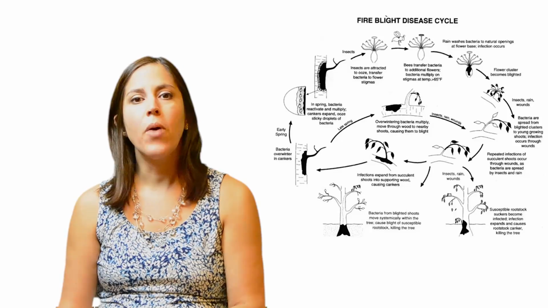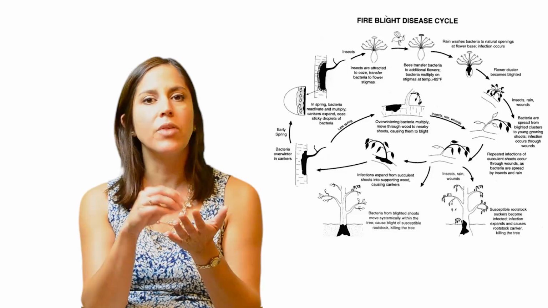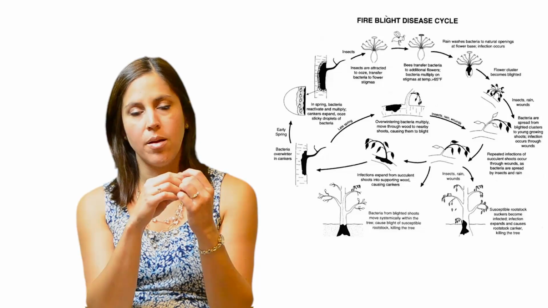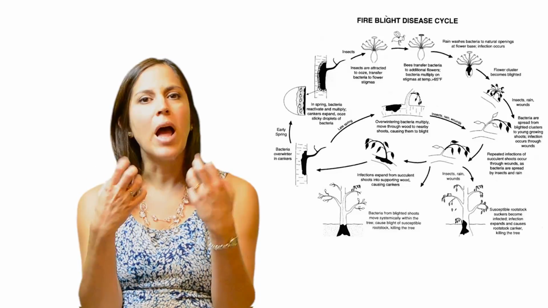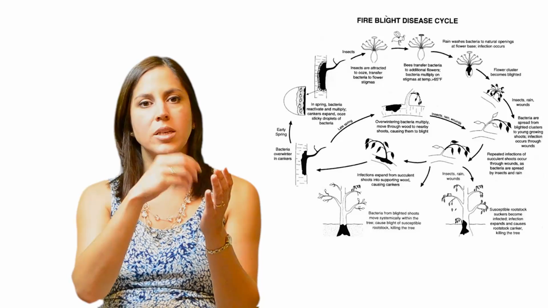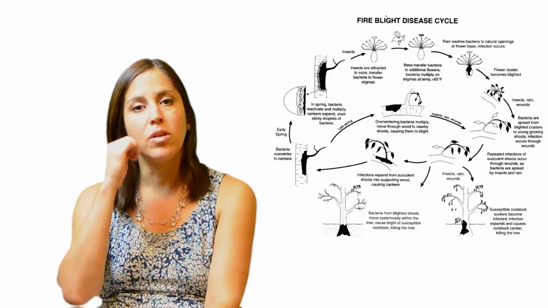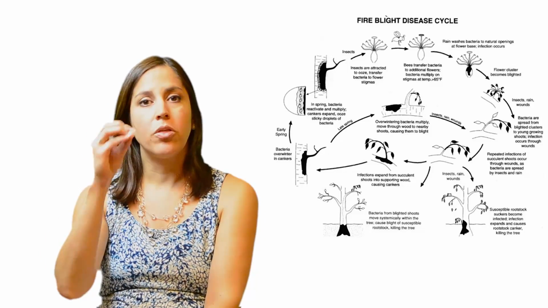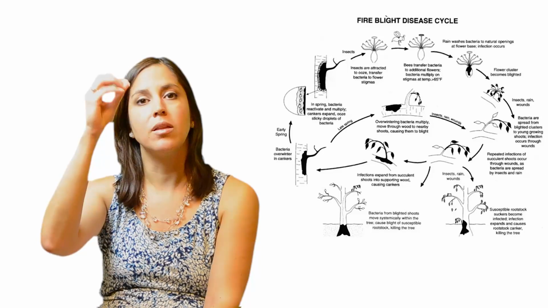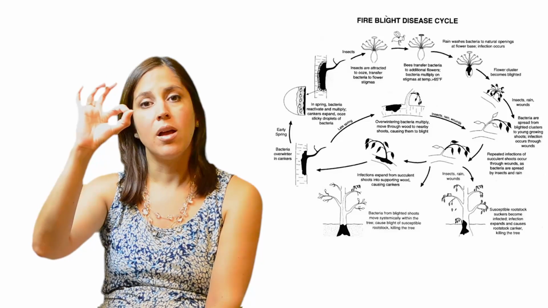But the way this is transmitted, or how the disease cycle starts, is that some of the insects, either flies or sometimes bees, are attracted to the ooze coming out of the trunk that is very rich in polysaccharides, and then they can take it to the flowers. So the bacterium enters through the nectar throats of the flowers and starts infecting the blossoms.